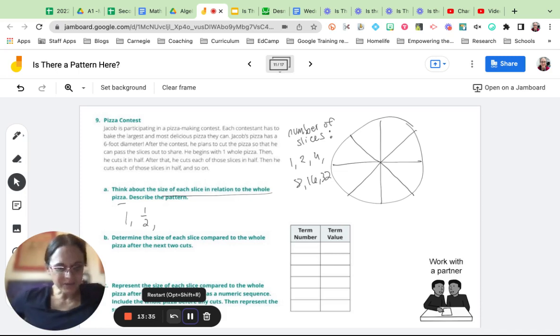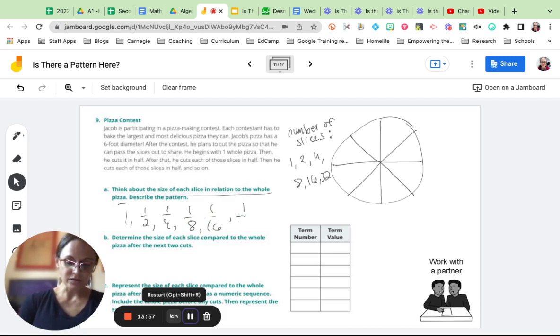All right, you've hit play, which means you've had time to talk about this problem, about what's going on with this pizza. Remember, we started out with 1 slice out of 1 whole pizza. Then we had 2 slices, so each slice was half the pizza. Then we had 4 slices, so each slice was 1/4 of the pizza. Then we had 8 slices, so each slice was 1/8 of the pizza. Then 1/16, and then 1/32. If you cut those in half, they would be 1/64. But we're going to stop there.